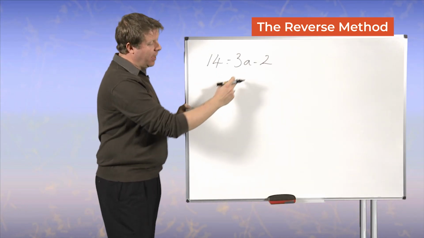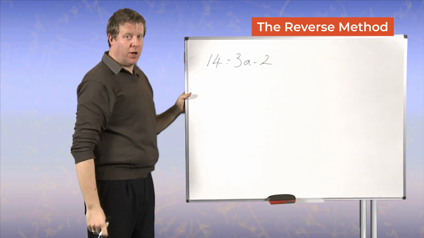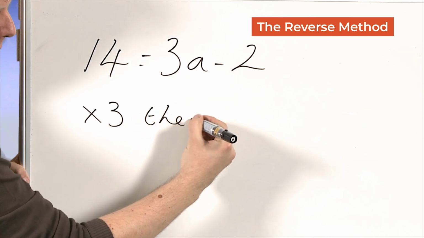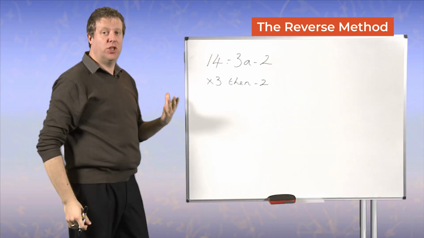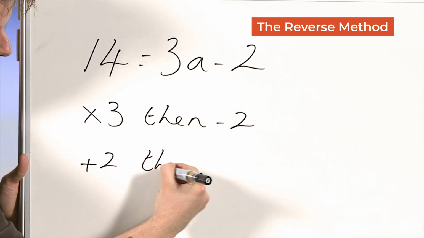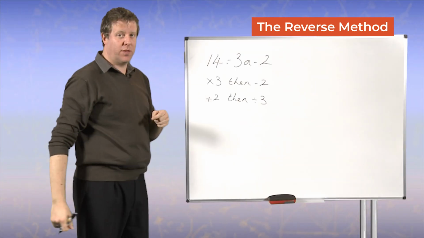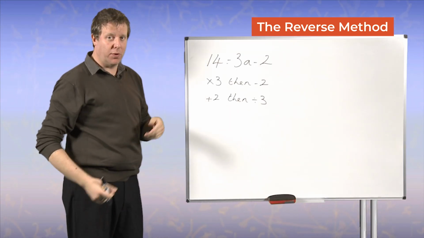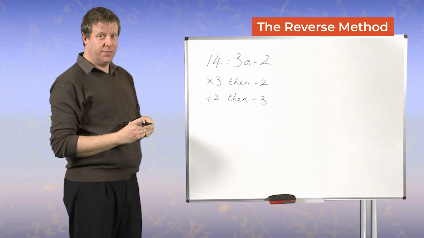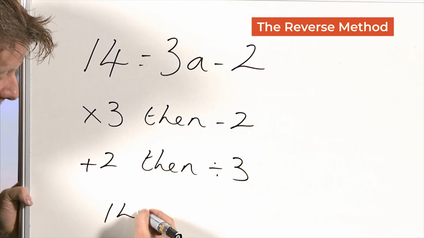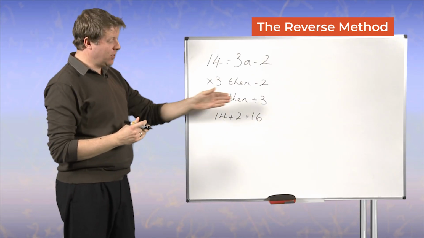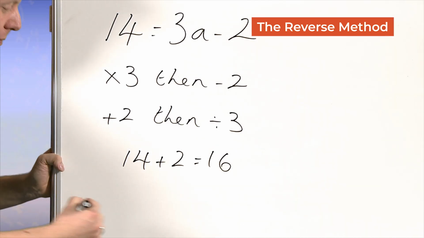So if we take a look here, our a has been multiplied by 3 and then had 2 subtracted from it. Now, if I want to do the reverse operation of that, I will need to add 2 and then divide by 3. And I perform this reverse operation on the number that is on the other side of the equal sign, in this case, 14. So the first thing I will do is 14 add 2, which gives me 16.